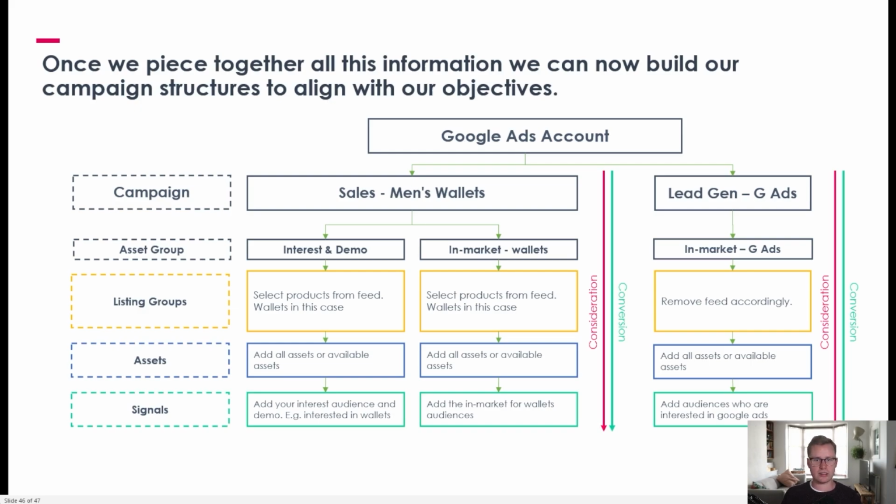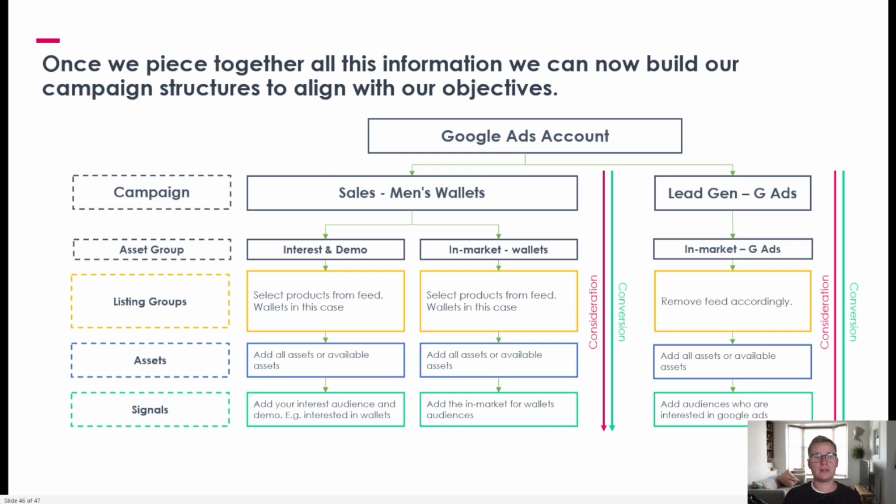Back into the structure. So let's start with the sales structure. For sales, we're going to build a campaign and we're selling men's wallets, right? What I'm going to do next is separate men's wallets out into two different asset groups. And I'm going to name these asset groups based on the signals I'm giving it. For the first one, I want this to be interest and demographic based signals. And for the second asset group, I want this to be an in-market for wallets signal.